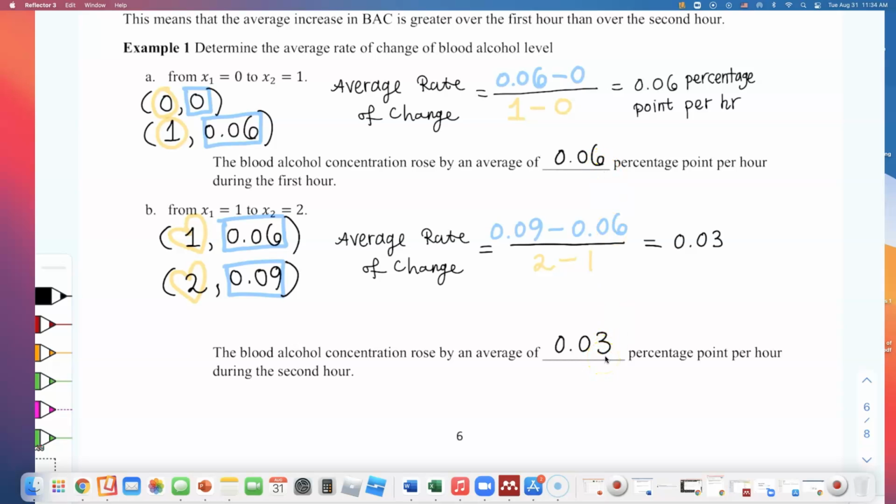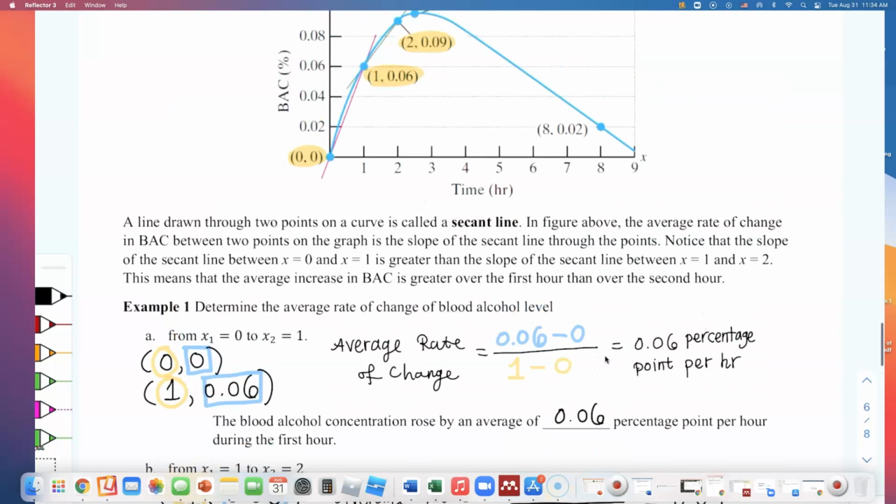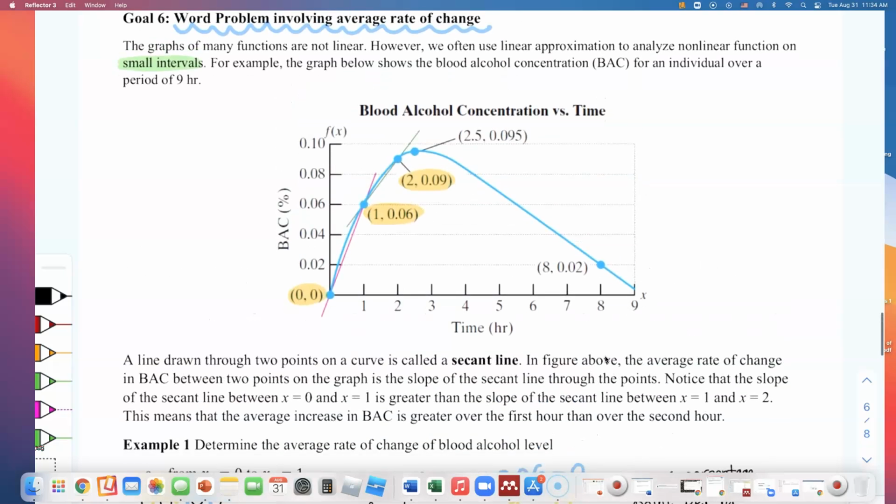Okay, so that's how you can find the average rate of change by reading points off of this graph.